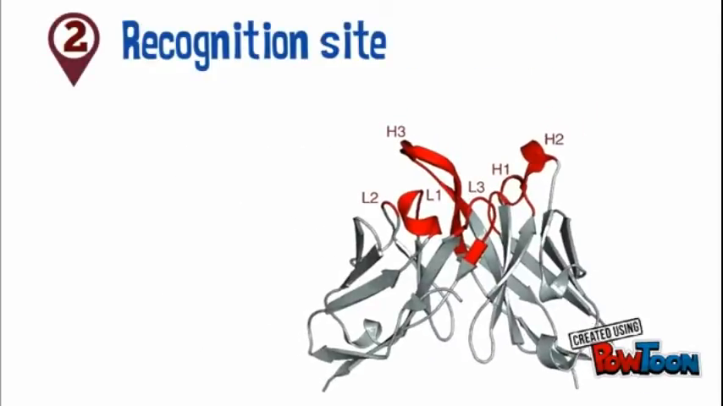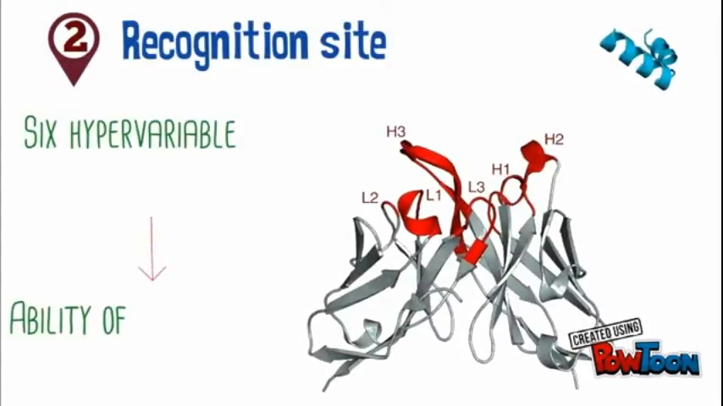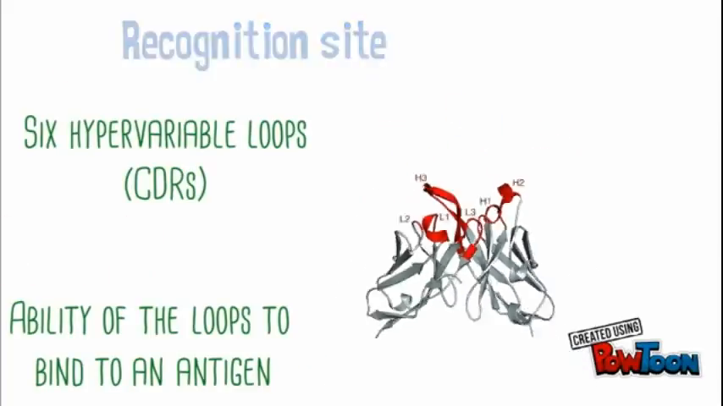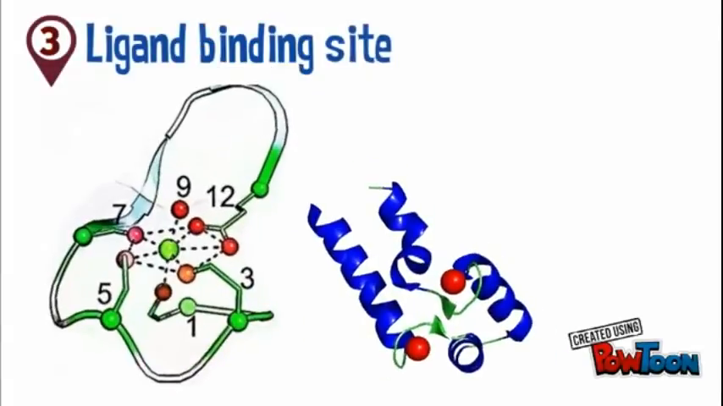Loops are important for an antibody's function, since its ability to bind to an antigen is mainly determined by 6 hypervariable loops. The huge diversity in structure displayed by these loops is the key to how antibodies can bind to such different substances. Loops from EF-hand are ideal for grasping other molecules.